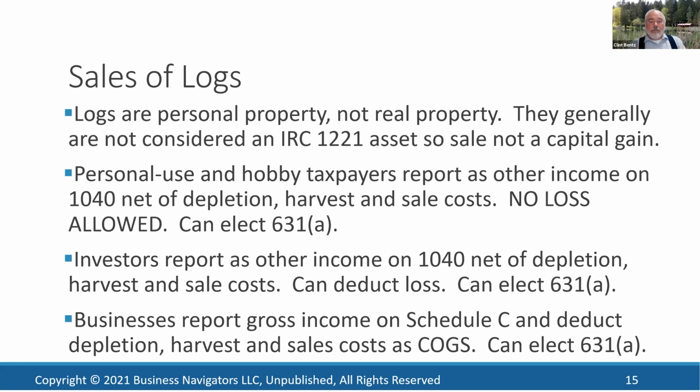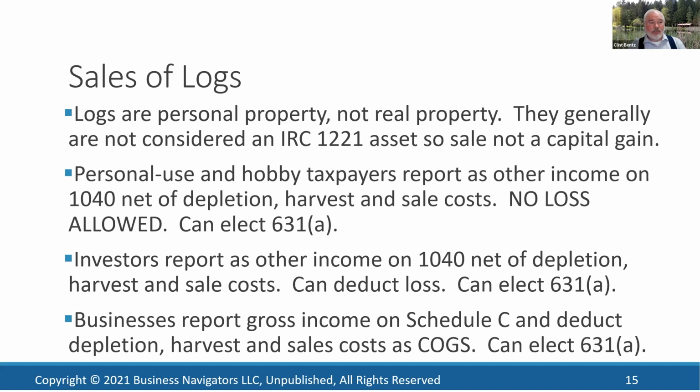But you can elect 631A, which we'll talk about in a minute, to treat this as having a capital gain component to the sale. If you're an investor and you sell logs, you do the same thing. Report this as other income on the front page of the 1040, net of your depletion, your harvest, and your sale costs. But if you're an investor, you can deduct the loss on the front page of the return, and you can also elect 631A.